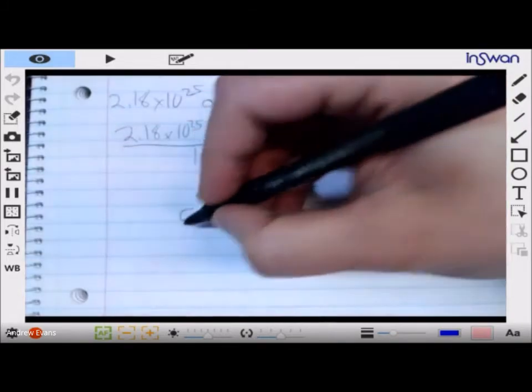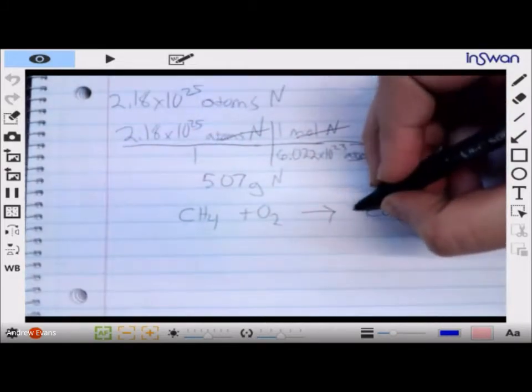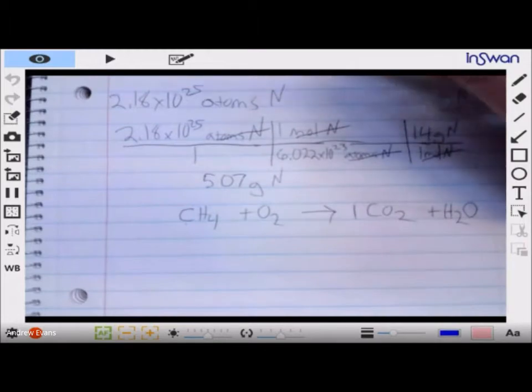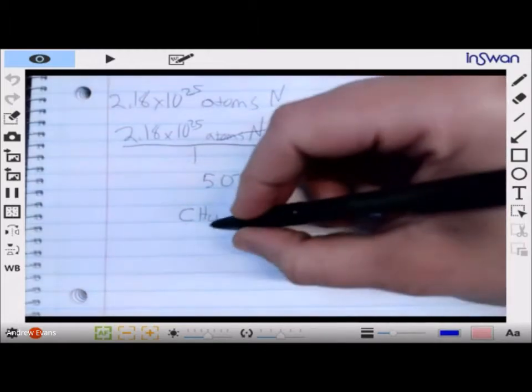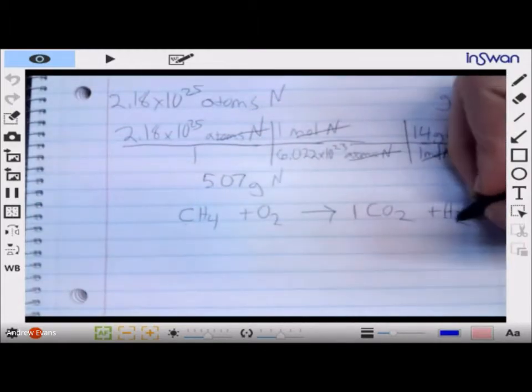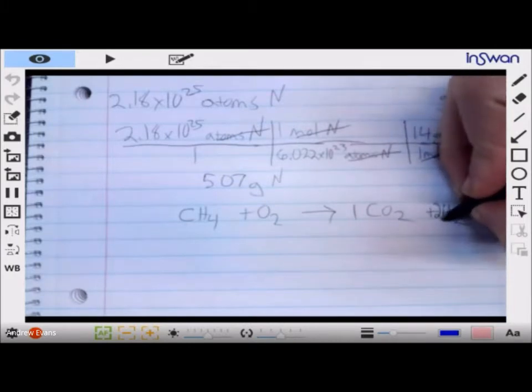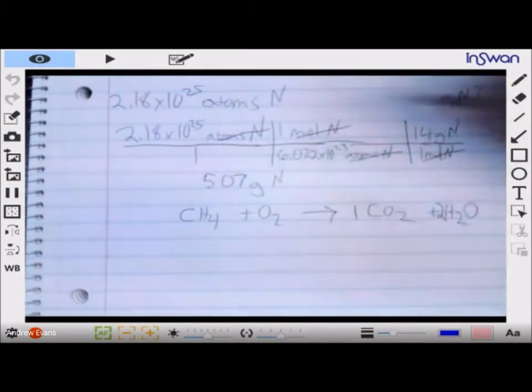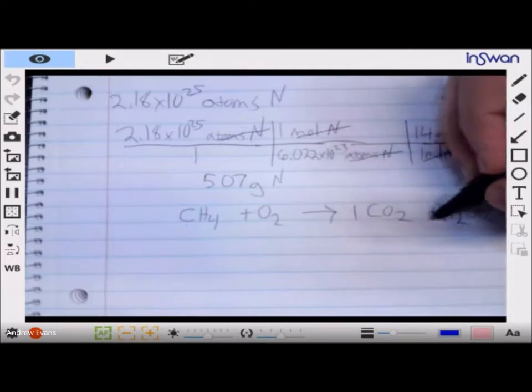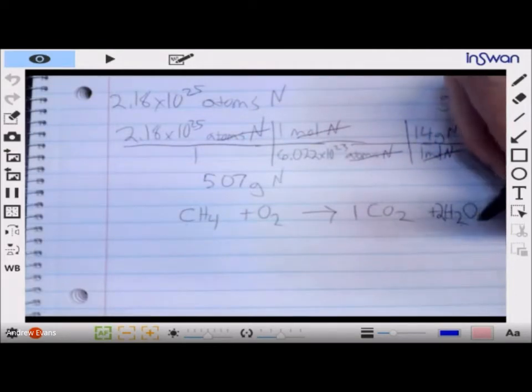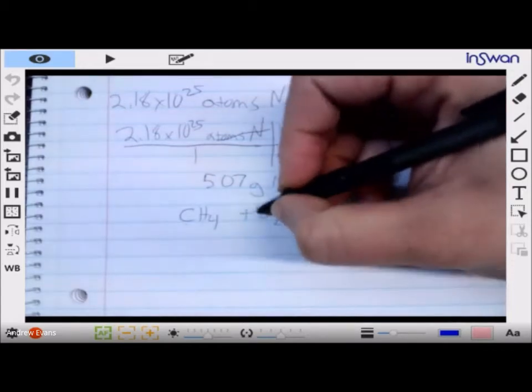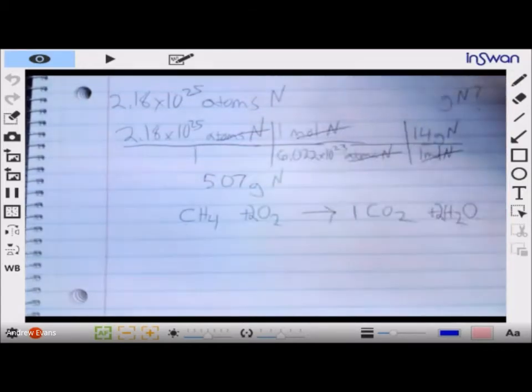So one carbon, so I'm going to leave this as 1. I may change this later, but leave that as 1. 4 hydrogens, 2 hydrogens, so I have to double up. So now we have 2 hydrogens times 2, or 4. 4 and 4. 2 oxygens, 2 oxygens, so we have 4 oxygens here. That means I would need 4 oxygens there, so I double that there. That would be our balanced chemical equation.